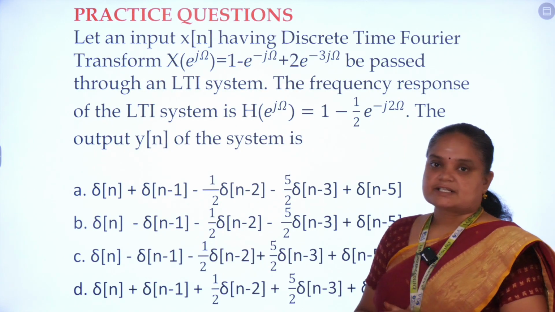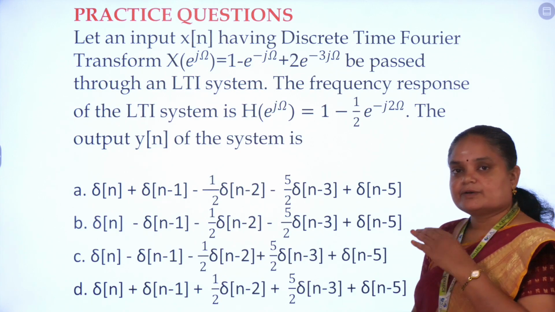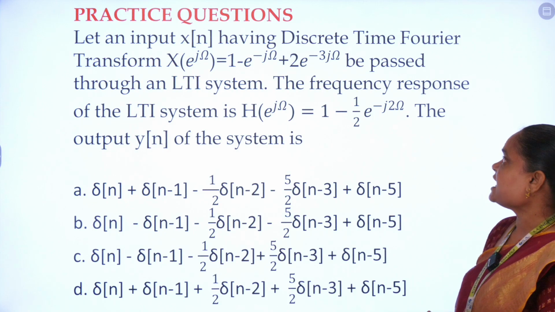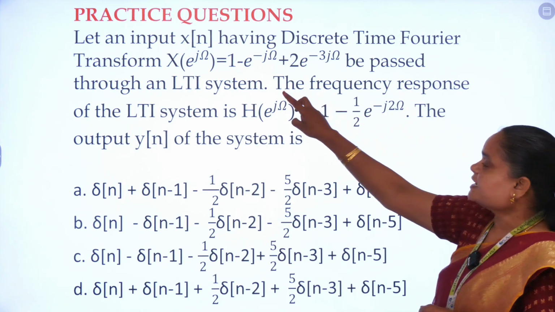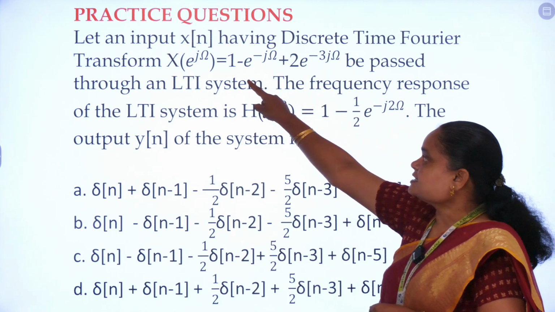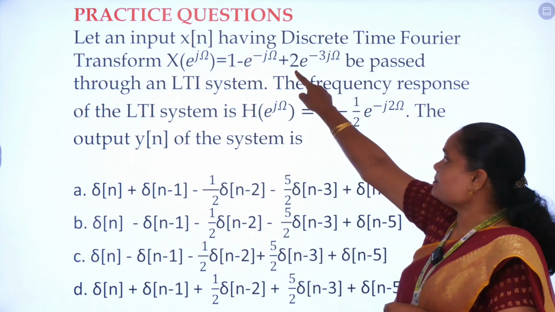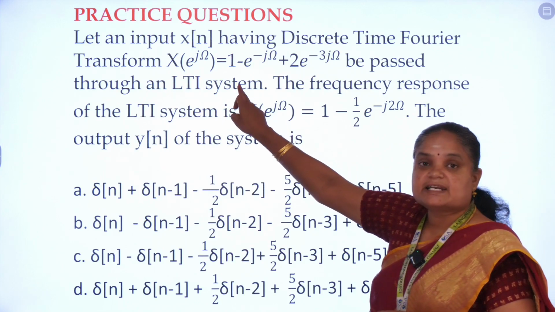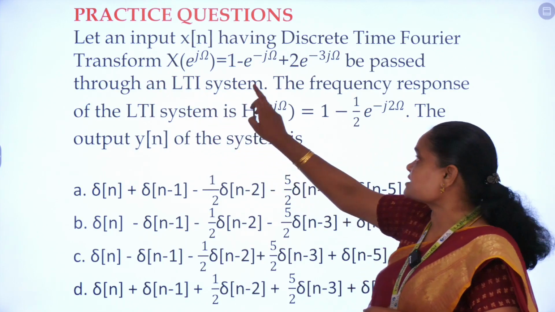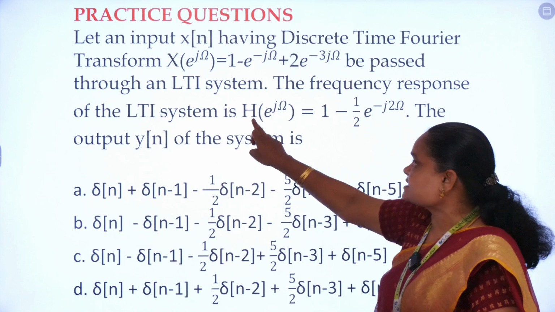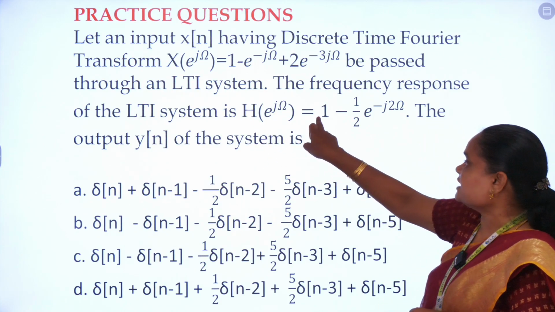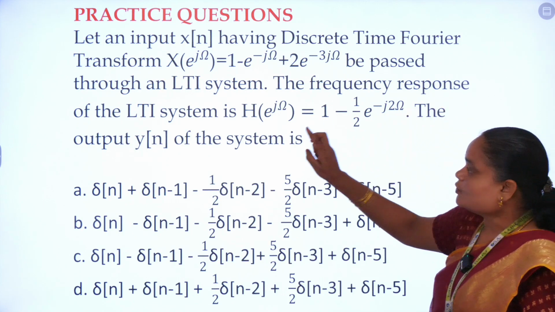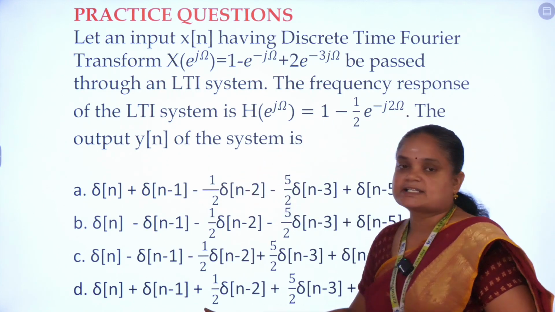Now we enter into practice questions. These questions were asked in previous year GATE question papers. The first question: let an input x of n having a discrete time Fourier transform X of e power j omega, that is 1 minus e power minus j omega plus 2 e power minus 3 j omega, be passed through an LTI system. LTI means linear time invariant system. The frequency response of the LTI system is H of e power j omega, that is equal to 1 minus 1 by 2 e power minus j 2 omega. The output y of n of the system is, there are options.